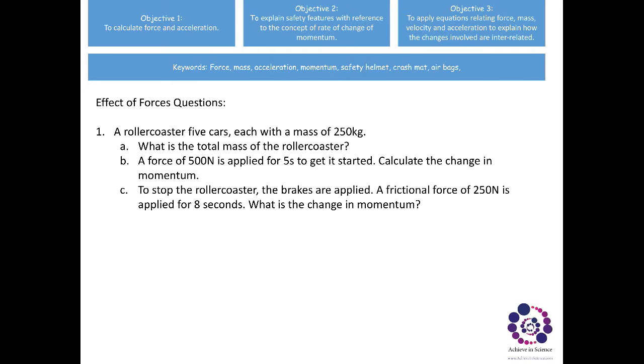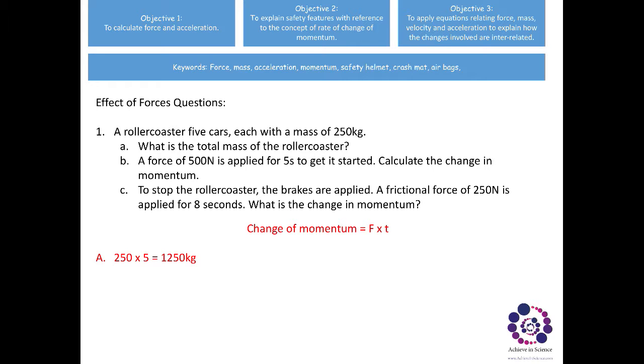Let's look at some questions. Please feel free to pause the video in order to allow you to answer the questions first. A roller coaster consists of 5 cars, each with a mass of 250 kilograms. What is the total mass of the roller coaster? Part A then. It consists of 5 cars, each of 250 kilograms, then the combined mass is 1,250 kilograms.